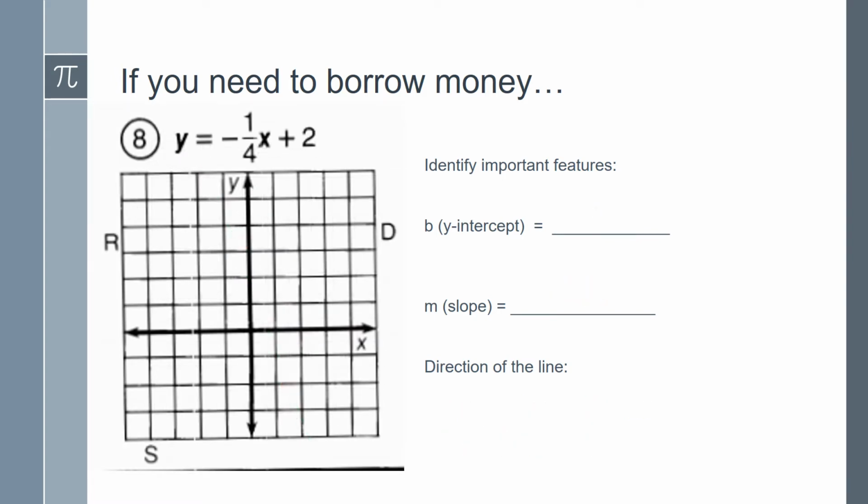This is number 8, and you only have 9 to do, so you only have 6 more to do, and they're relatively simple. Again, we're going to start by identifying our important features.